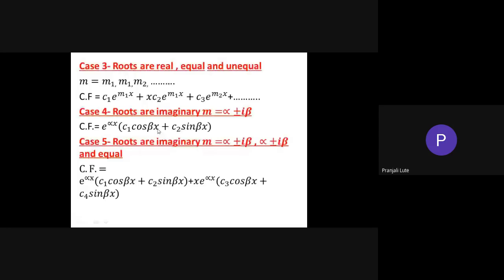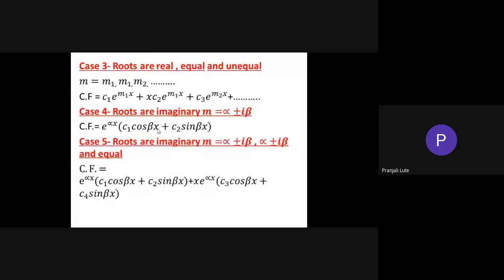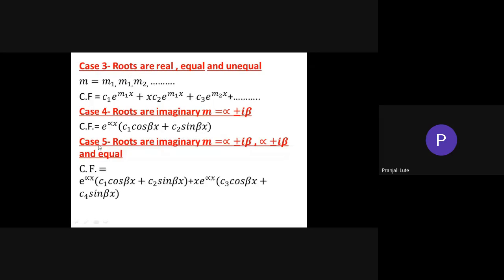For imaginary roots, alpha plus minus i beta, CF equals e to the power alpha x, C1 cos beta x plus C2 sin beta x. Yes, then case 5, roots are imaginary but repeated.